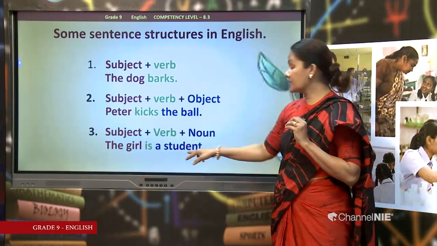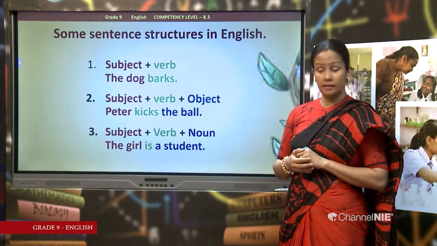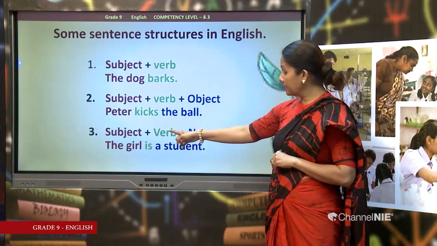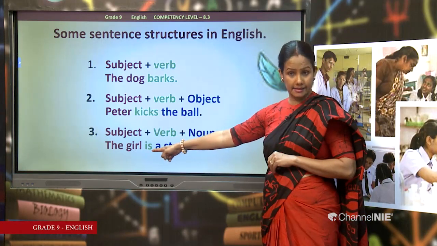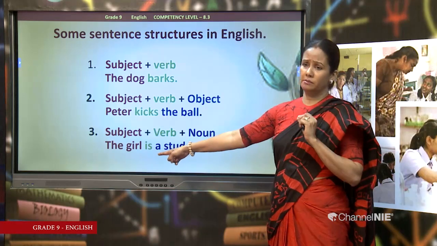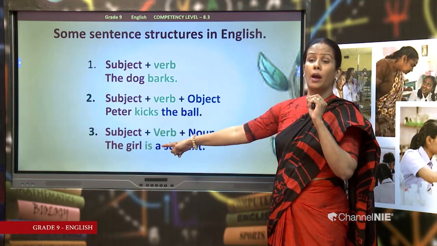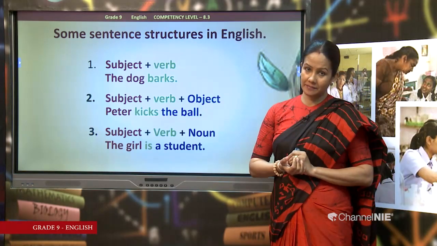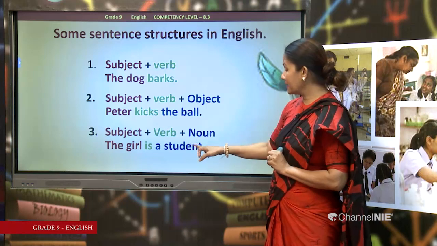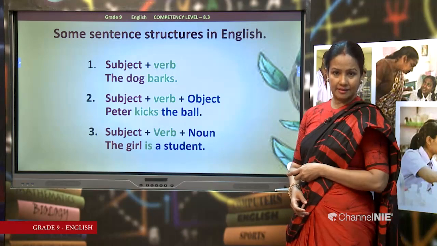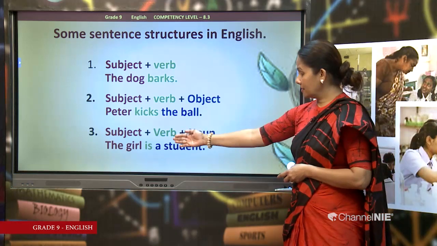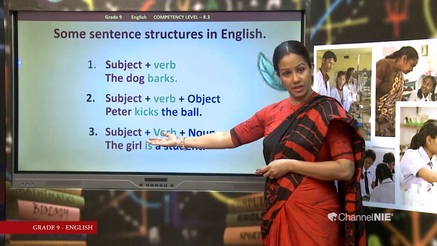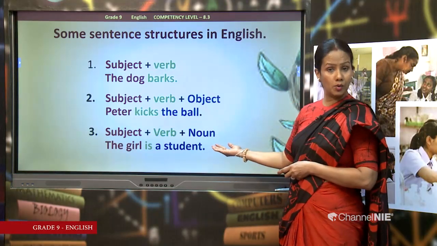The girl is a student. Here the subject is the girl and the verb is... it is not a regular verb. Actually it is a be verb, but still it falls into the category of verbs. Okay? And the noun, a student. The girl is a student and the sentence pattern is subject, verb and noun.